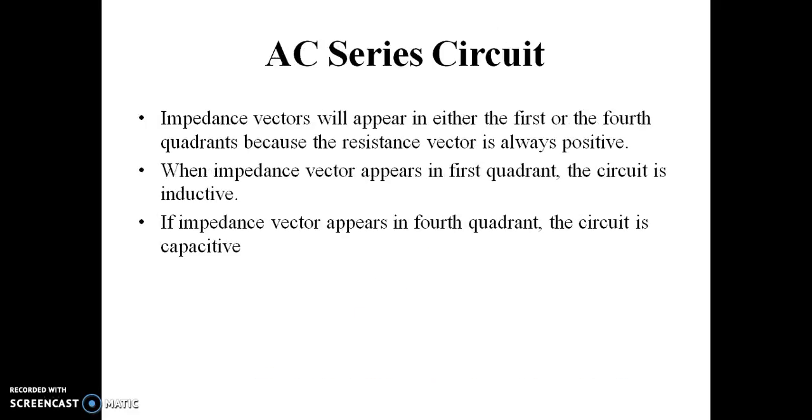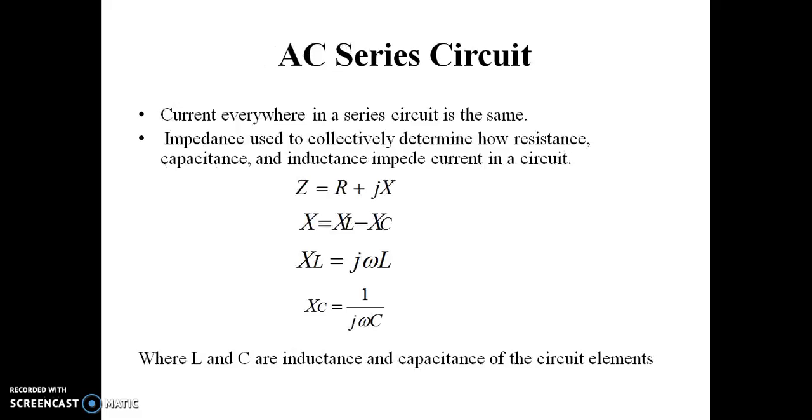AC series circuit. Impedance vectors will appear in either the first or the fourth quadrant because the resistance vector is always positive. When the impedance vector appears in the first quadrant, the circuit is inductive. If the impedance vector appears in the fourth quadrant, the circuit is capacitive.